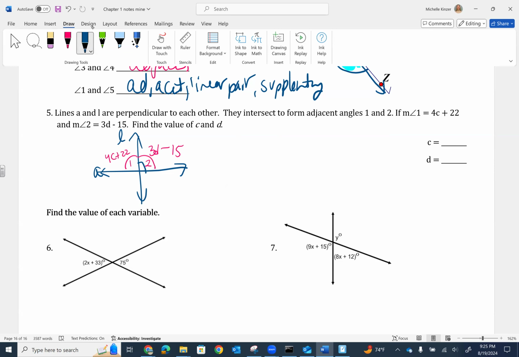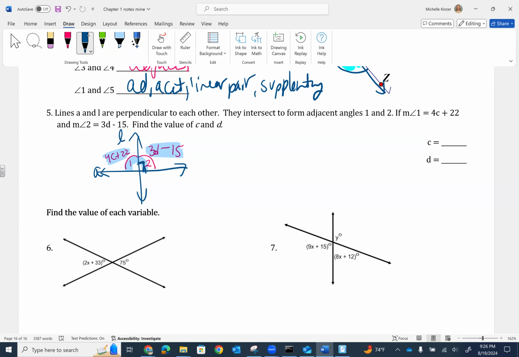Okay, my question is this. They said they're perpendicular. That means this angle is 90 degrees. So we know a couple of things. We know that both of these are 90 degrees. We know that this is a linear pair, so that makes 180. But if you set 4C plus 22 equal to this right here, they have 2 different letters, so that's not going to help you.